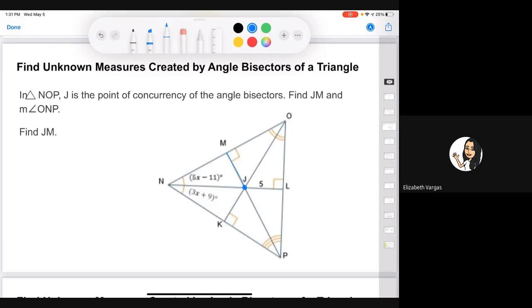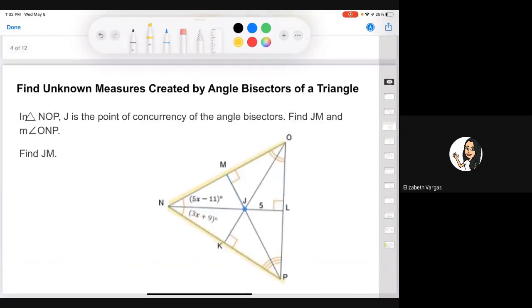Well, again, what we learned in that theorem was that our point of concurrency is equidistant from all of our different sides. And so, of course, we have one side right here, and another side right here, and another side right here. And what it's saying is it's going to be equidistant from all those different sides. This and this and this, those would all be congruent to each other. So basically, we could say that JM would be congruent to JL, which would be congruent to JK.